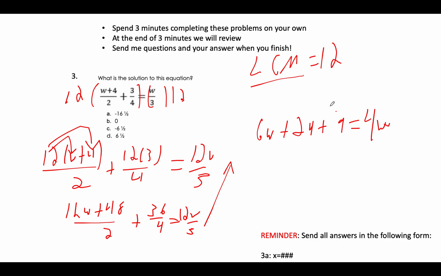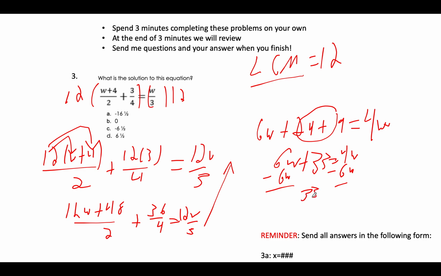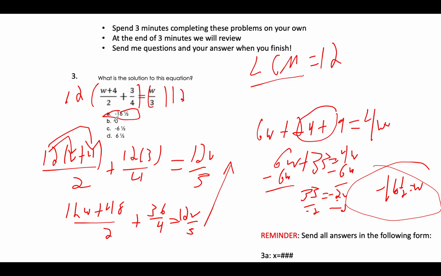So we're going to combine our like terms right here. We get 6w plus 33 equals 4w. We're going to take away our 6w on both sides to get all of our variables on one side. 33 equals -2w, divide both sides by -2. And we're going to get -16 and 1/2 equals w. That's going to be -16 and 1/2.